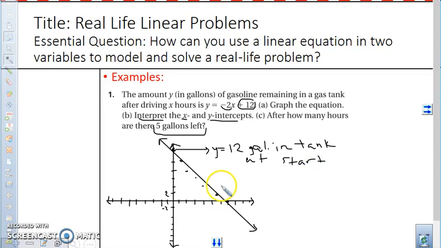Okay, X is right here. Hopefully I got a good x-axis intercept. So 1, 2, 3, 4, 5, 6, 7. X equals 7 is how many hours it took for there to be no gasoline left. Hours it takes to use all gas.